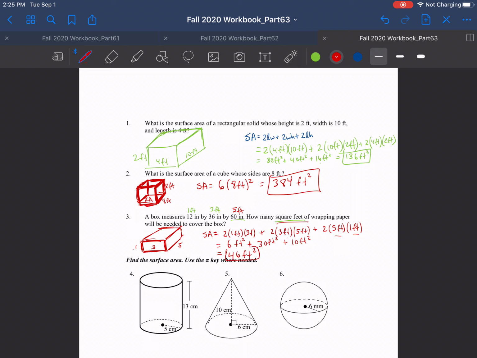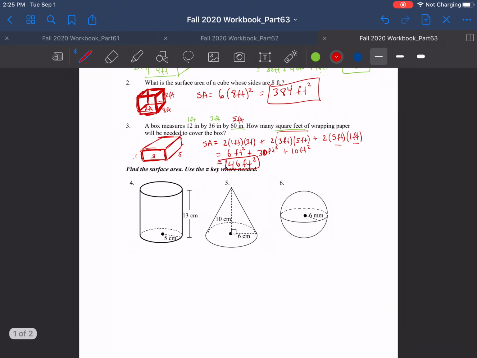So there we go. Sorry, I did 6 plus 3 plus 10, and it's 6 plus 30. It's a 30 there. All right, so there we go, 46 feet squared. Now let's find the surface area of these ones.